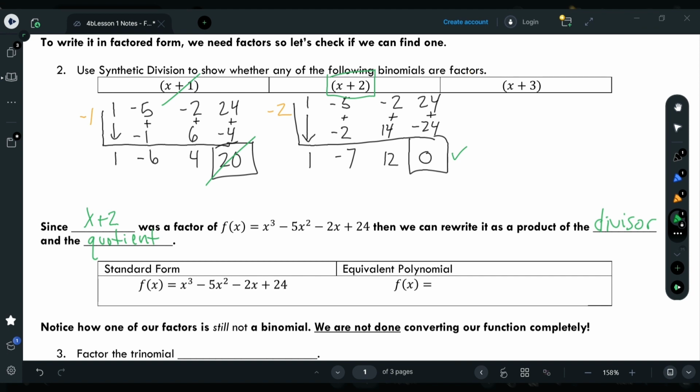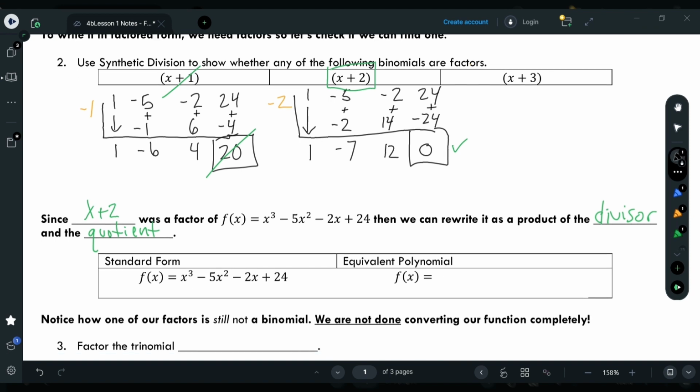Well, let's just do an example with the number. That's like if we had, say, the number 24 and we found that 2 is a factor, right? So 2 is a divisor. We could write this as equal to 2 times 12. Okay, so that's what we're going to do here, but with our polynomial.